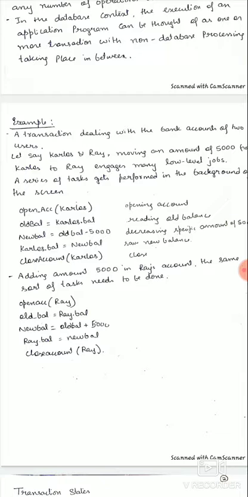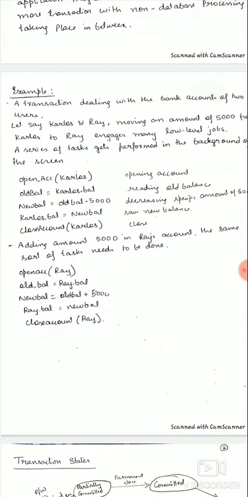These sets of instructions are nothing but transactions. That is, opening the account, reading the old balance, decreasing the specific amount, here 5,000, then saving this as the new balance, and finally closing his account. So this is all about Carlos's set of instructions.